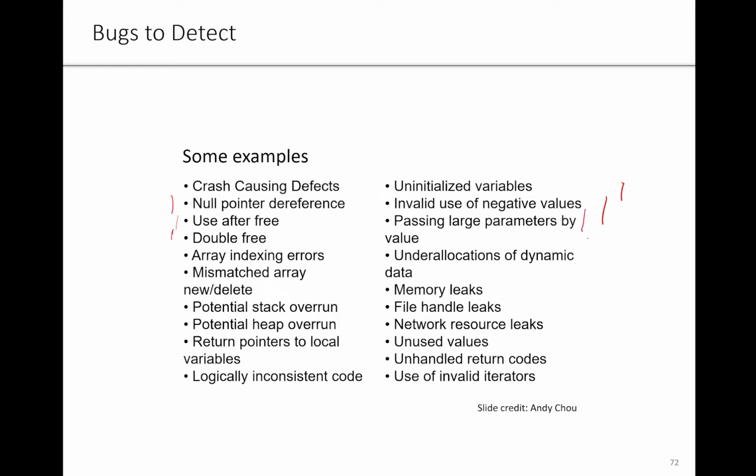Passing large parameters by value. So if you hand over as a parameter, I don't know, a very large number instead of just referencing the memory where it lies. If you have dynamic data, such as reading from user input, and you didn't allocate sufficient memory to it. Memory leaks, file handle leaks, I mean, that means that file, memory and network access is available probably to spaces that do not belong to your code. Unused values, unhandled return codes, and so on.